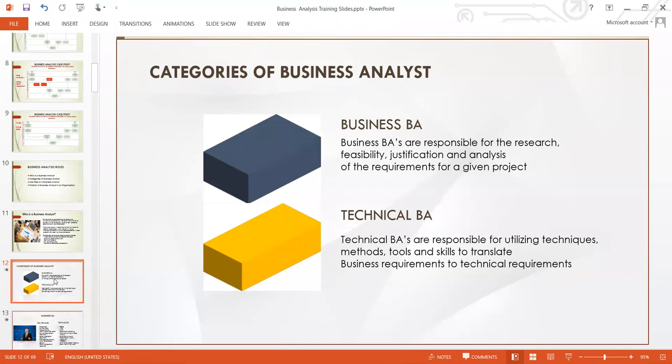We have pharmacists. They're all medical practitioners. They help to treat a patient, either by administering the drug or by diagnosing the patient. Just like that, that's how it works even in business analysis. So we have two broad major categories of business analysts. There are more categories, but these are the two major categories. We have a business analyst, and then we have a technical business analyst.